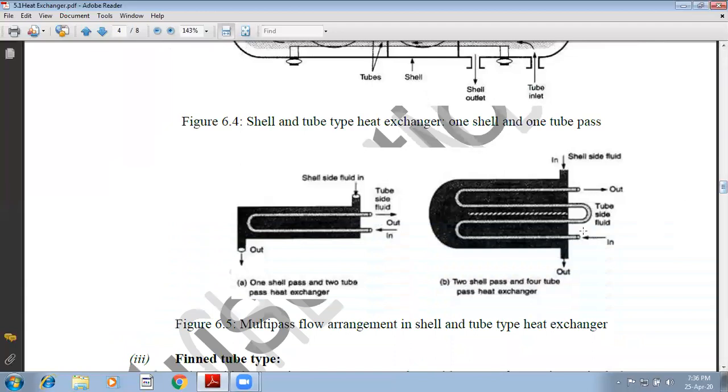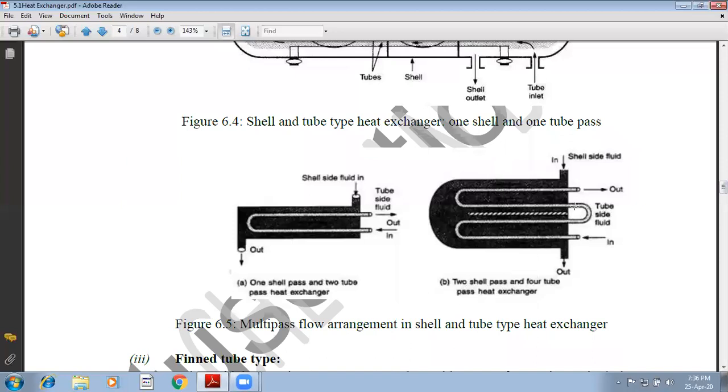These are some more examples. This is one shell pass and two tube pass heat exchanger. This is the shell, and the tube is as shown. If you see this, this is two shell pass and 4 tube. It means we are passing once, we are passing twice.